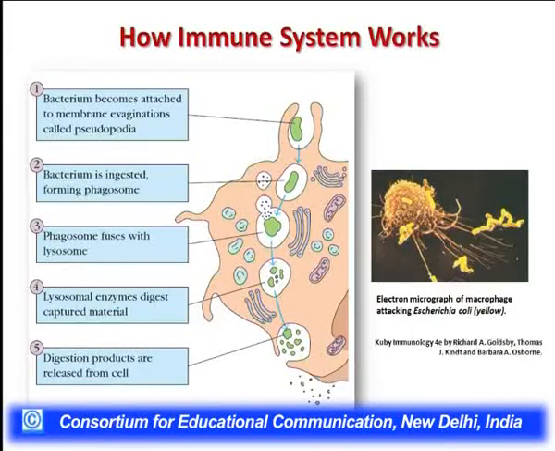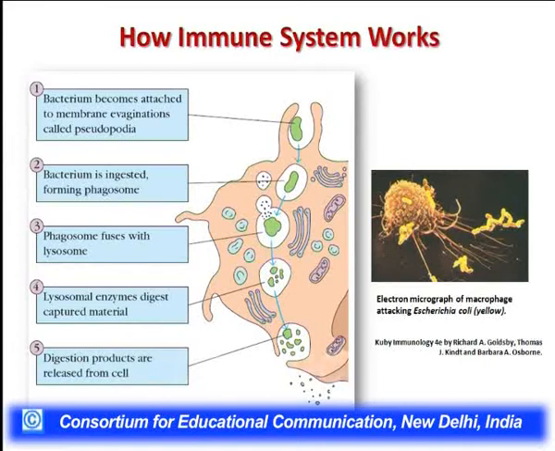Now, how exactly do the macrophages clear the foreign particles or the pathogens from our body? We can see an electron micrograph, which is showing a pathogen attacking an Escherichia coli. The bacterium becomes attached to the membrane evagination, which is called a pseudopodia. The bacteria is subsequently ingested, forming the phagosome.